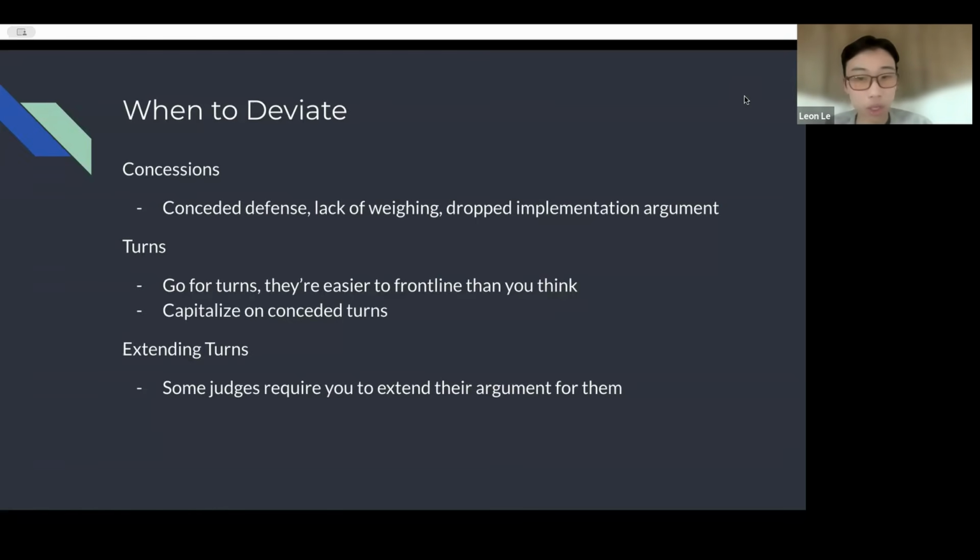The second thing that I want to talk about is going for turns. And I honestly don't know why more people don't do this, because I genuinely think that a lot of the frontlining that people do on turns is really bad. So I think this starts with the fact that in rebuttal, the turns that people read aren't a full argument. They'll just read a bunch of link turns, but they forget to contest uniqueness or something.